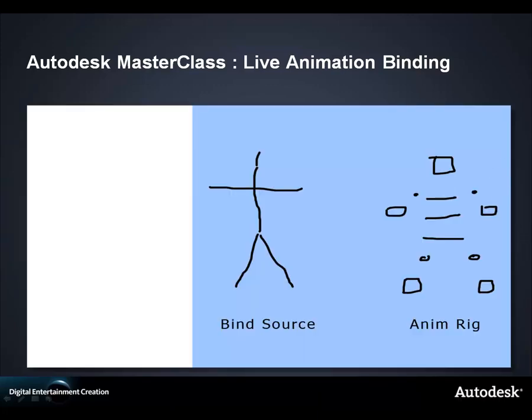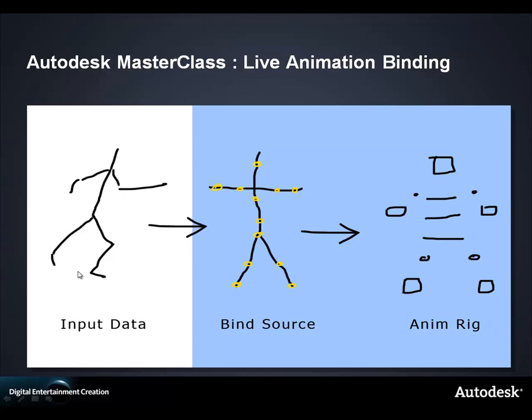And this is it. It's a very simple illustration, I admit. Over here on the right we have our animation rig. So these are all our animation controllers. This is our bind source. This is what's going to drive this rig. These are our bind nodes that are parented onto our bind source, and the controls of our rig are then bound up to these. And then we have our input data, which is going to drive our bind source, which is then going to drive our rig.